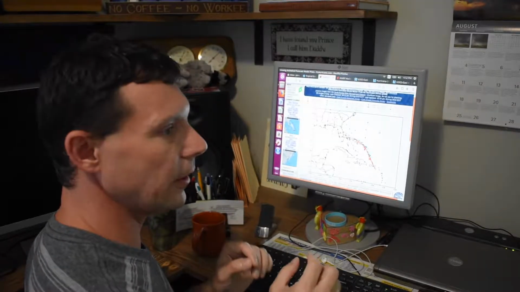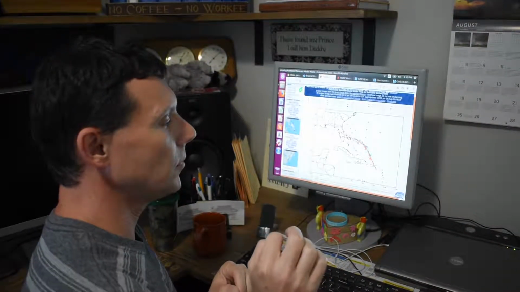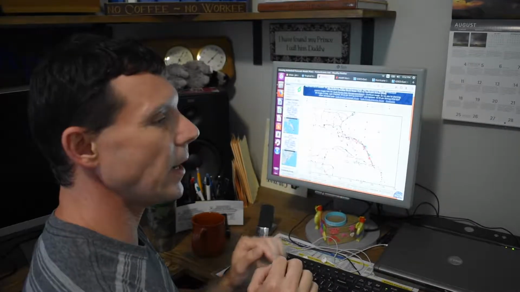So if I go back to the models now, I can take a look at the storm. Is the storm moving similar to what these models are showing, or is it moving a little bit differently? When these models initialized, did they initialize the storm to be too far north, too far east? That plays a role as to the eventual path of the storm.